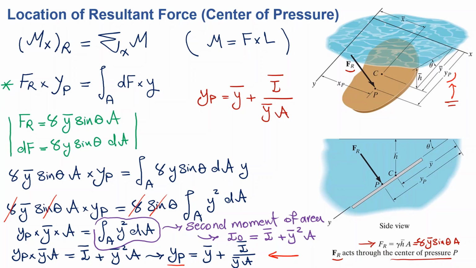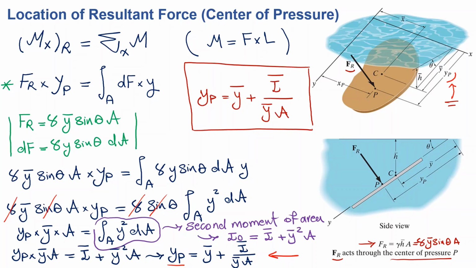So if you're working with a rectangle, I bar has a specific value. If you're working with a triangle, I bar has a specific value. I'm going to introduce you to two tables that will give you the value of I bar. Based on the geometrical shape of your plane, you will refer to that table, find the value of I bar, replace it in this equation, and find the value for yp. And yp is the slant distance to the center of pressure, what we were looking for.